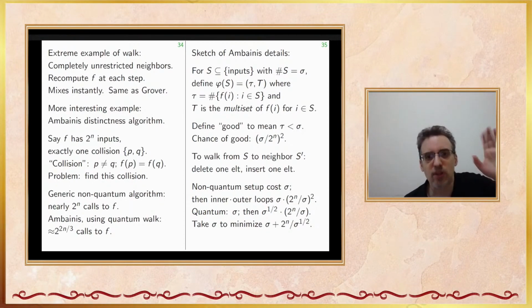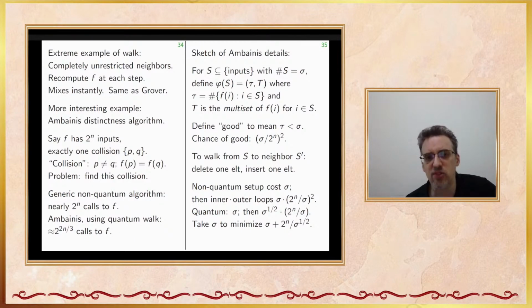And the mixing time is something close to sigma. And then, in order to be able to find good elements, you need to repeat a certain number of times, which is the reciprocal of sigma over 2 to the n, squared. So you do 2 to the n over sigma squared outer loops. The quantum walk replaces the costs here.